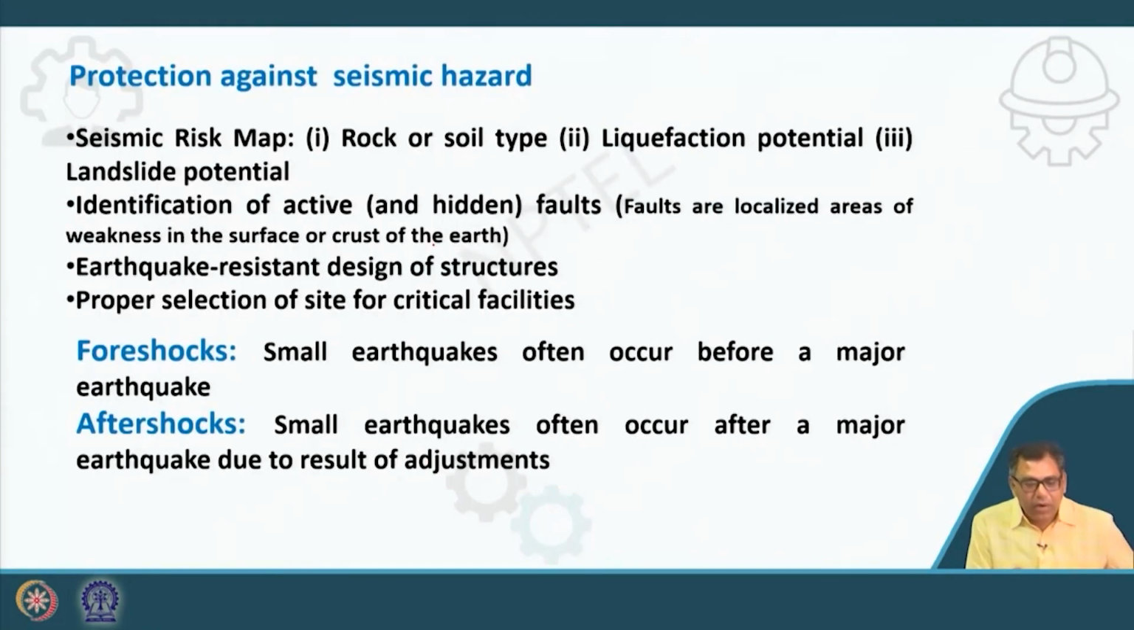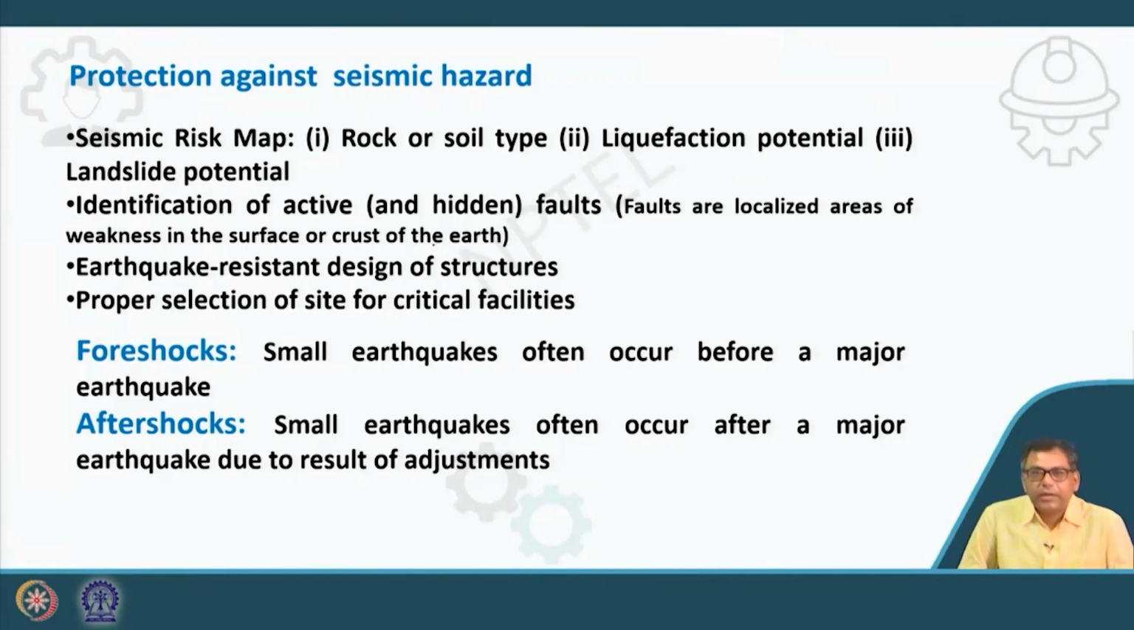Now how will I protect ourselves from these hazards? There are a few steps that I have mentioned. These are not the only steps, there are other steps also, but I have mentioned a few of them. First, we have to produce a seismic risk map. That means we have to produce the soil and rock type map. We should have the liquefaction potential map and the landslide potential map.